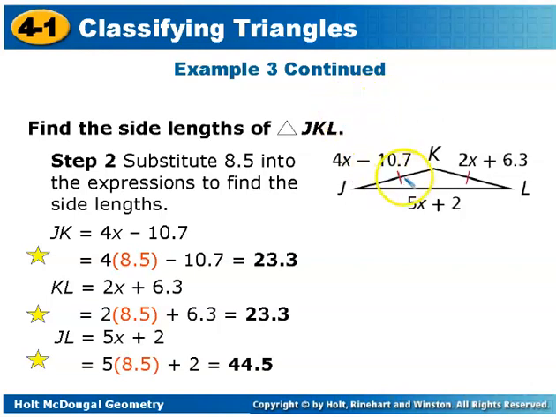Okay, now when I saw these marks, I was expecting it to be isosceles, but to make sure I need to actually go back in and do the substitution by finding what x was to prove that that is true. And notice I have two sides that are the same length, so I do have an isosceles triangle.